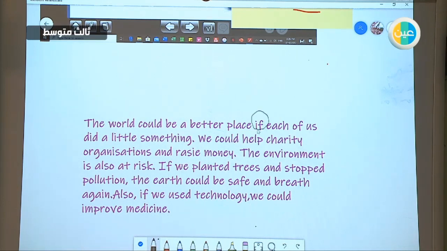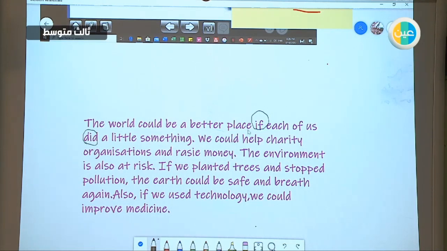So there is F here. The verb, as we mentioned before, after F or an F clause should be in the past tense. So where's the verb here? Each of us did a little something. So there is the verb.